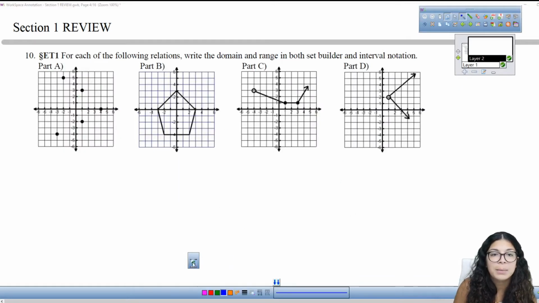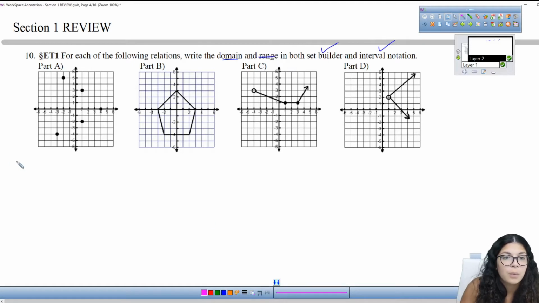Okay, moving on. Number 10. For all of these, I'm going to go ahead and write the domain and range, and we are writing both ways. So let's start with the domain on all of them.